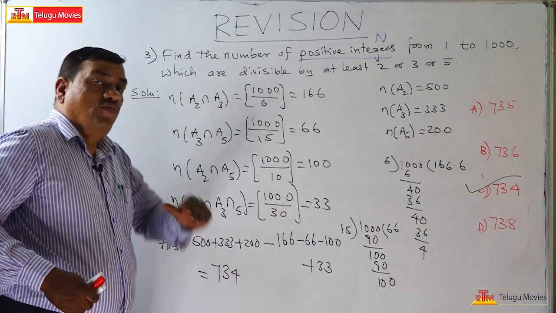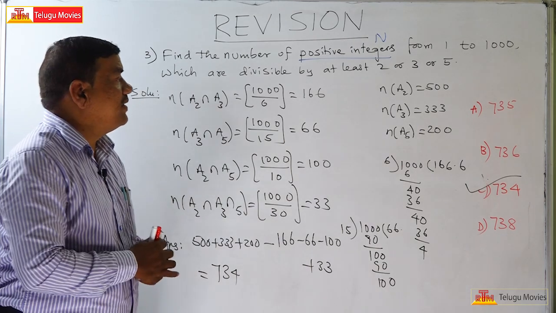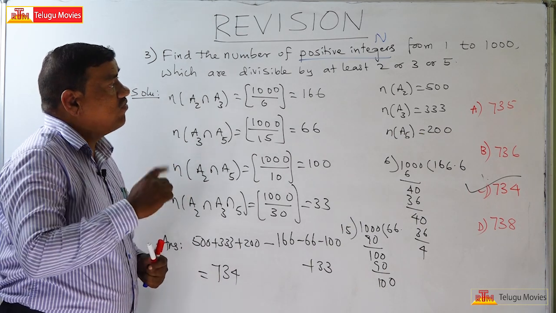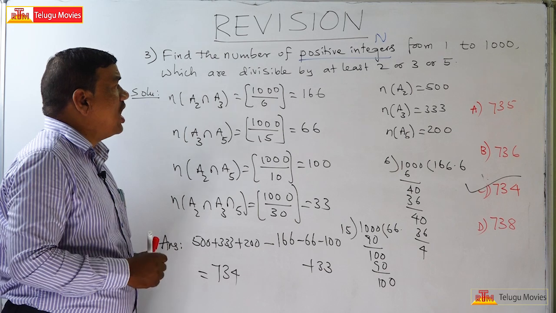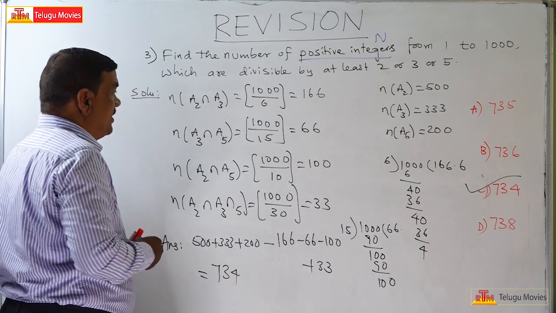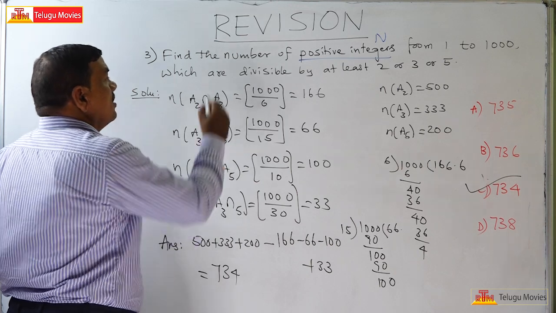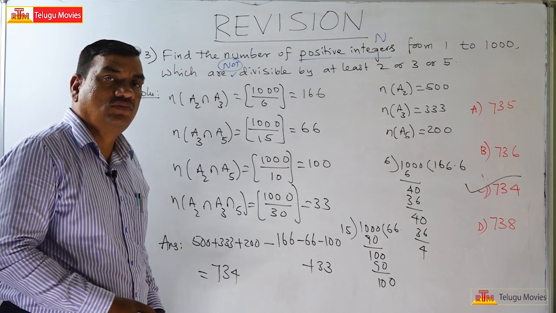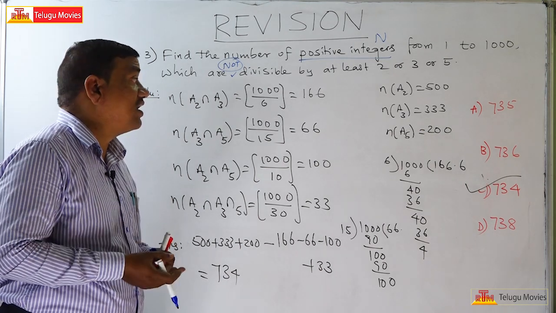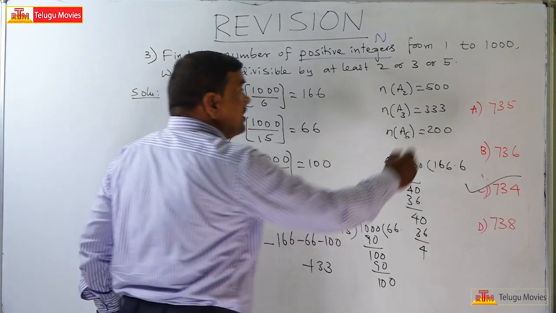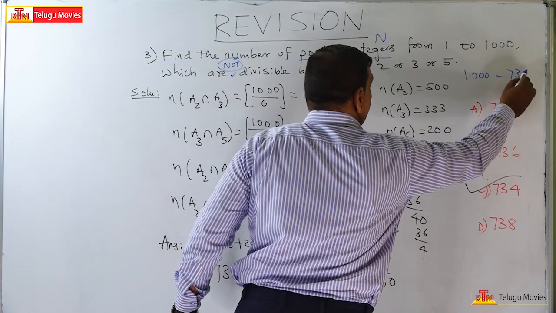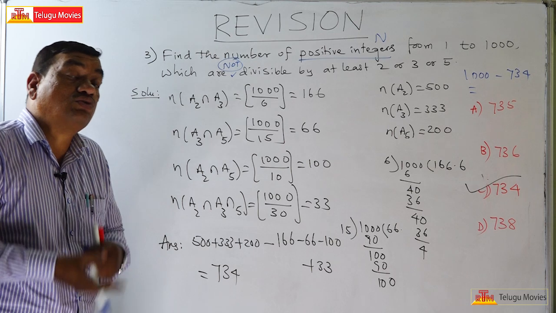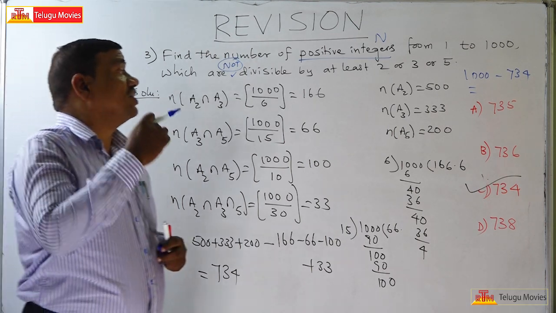Right. From this, sometimes the question may be asked like this. Find the number of positive integers from 1 to 1000 which are not divisible by at least 2 or 3 or 5. Not divisible by 2 or 3 or 5 means, then what is the answer? 1000 minus 734, whatever may be the answer. 1000 minus 734. Those are the numbers which are not divisible by 2 or 3 or 5.